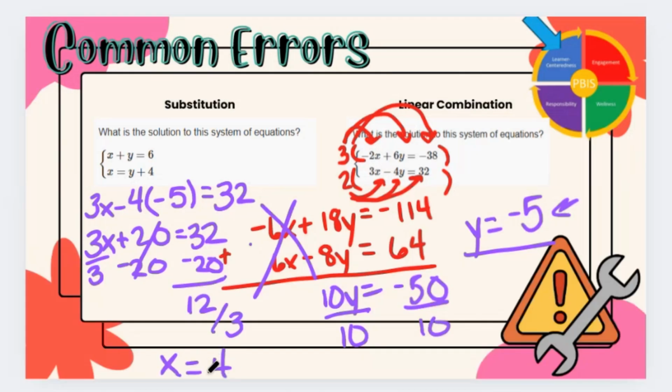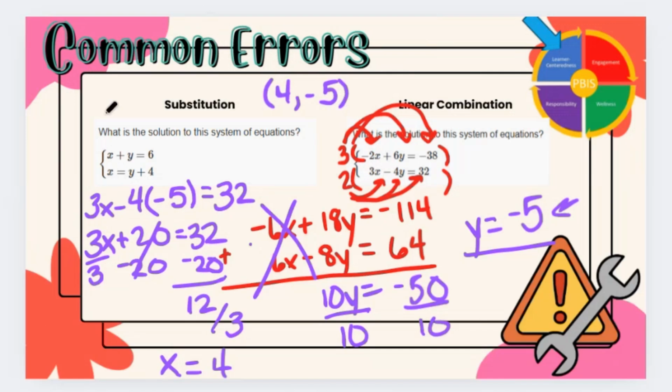Again, we want to make sure that we are paying attention to the fact that it has to be x comma y. So my final answer here would be 4 comma negative 5. All right, so that was a substitution problem and a linear combination.